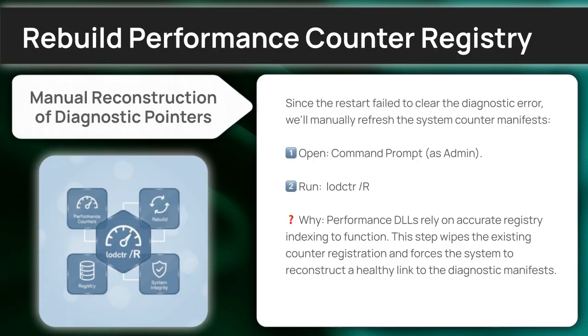First, open command prompt as admin. Second, you're going to type lodc_r, then hit enter. Why are we doing this? Well, performance DLLs rely on accurate registry indexing to function. This step wipes the existing counter registration and forces the system to reconstruct a healthy link to the diagnostic manifests.